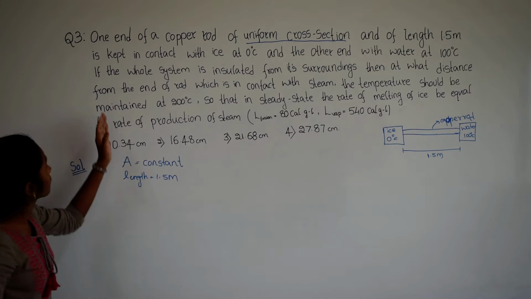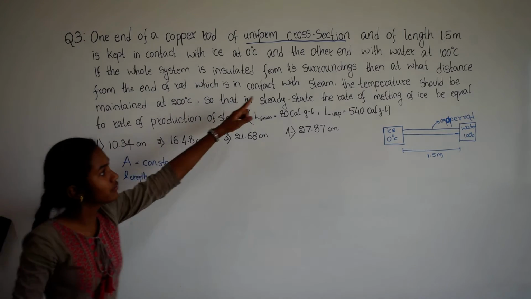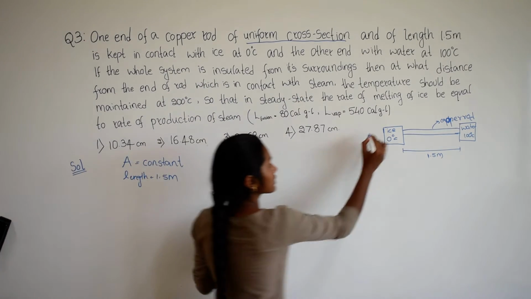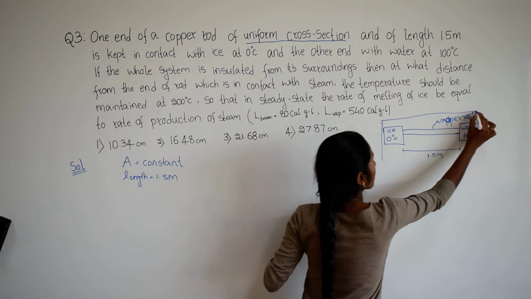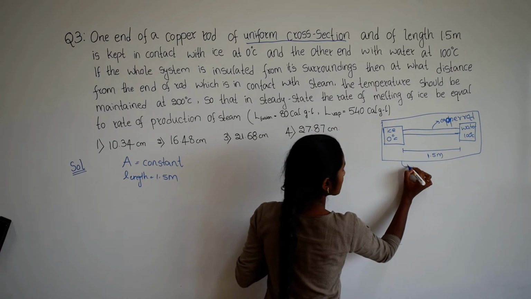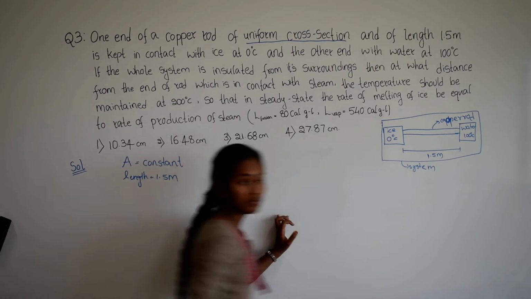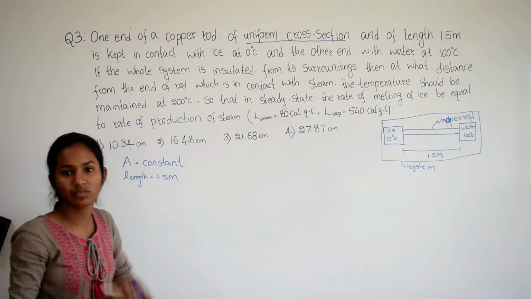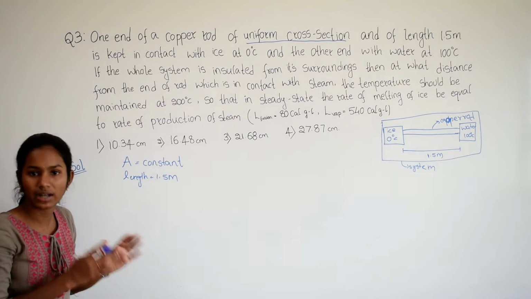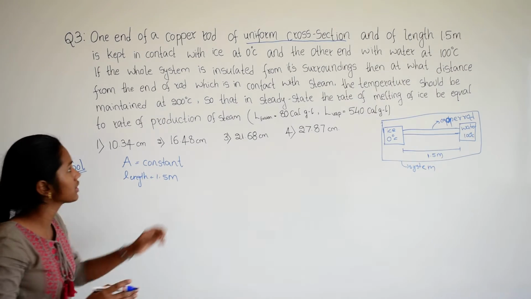So what he is asking is, if the whole system is insulated from the surroundings. So this is our system. He gave that the whole system is insulated from the surroundings. That means the heat is not transferred from the system to the surroundings.